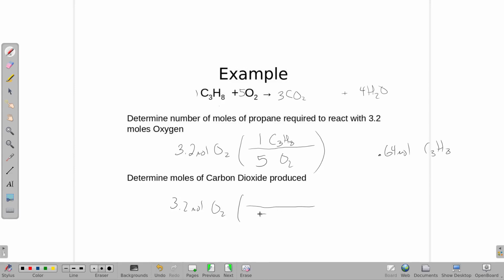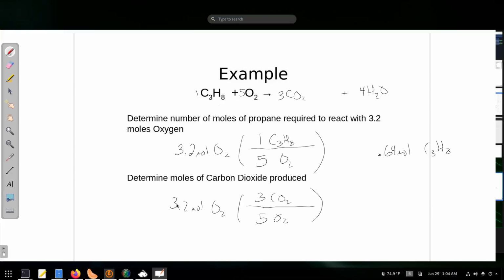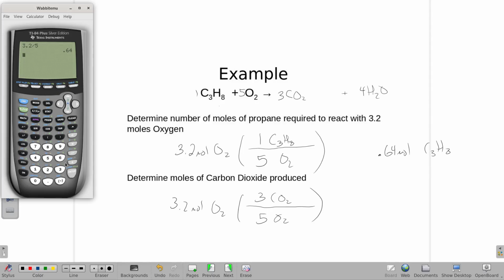I'm going to take those 5 O2s and convert them into 3 CO2s because that's the number in front of it. So 3.2 times 3 divided by 5 is 1.92 moles.